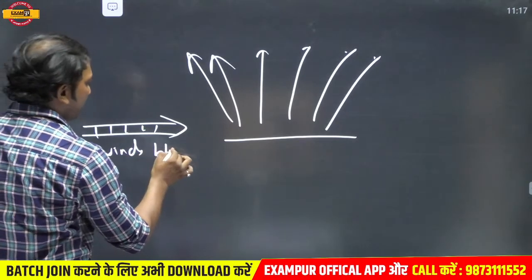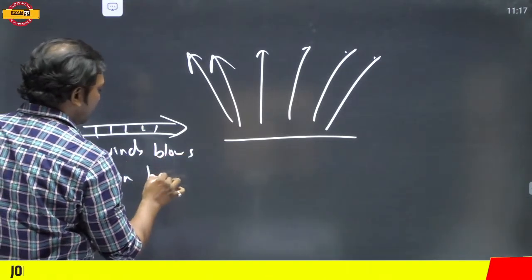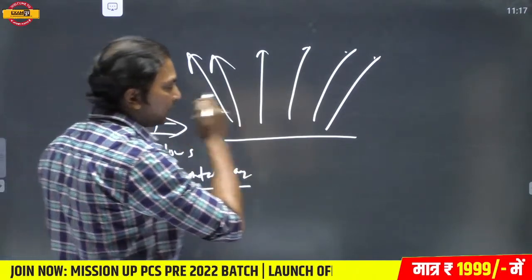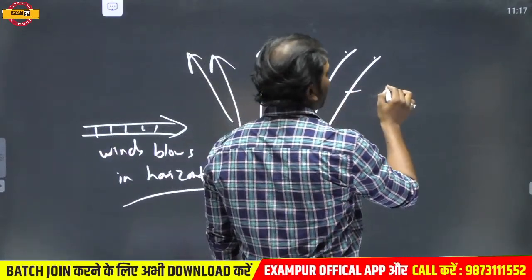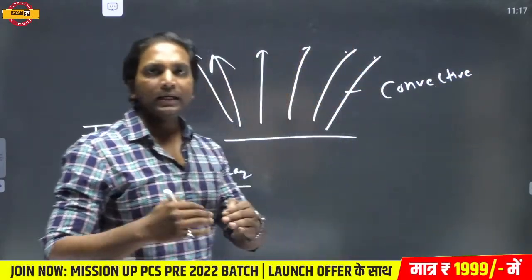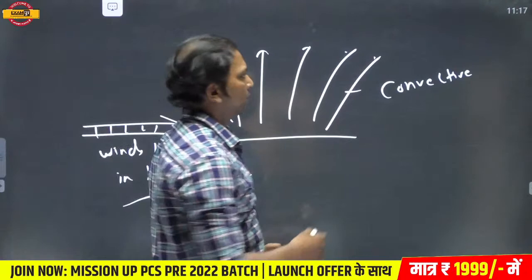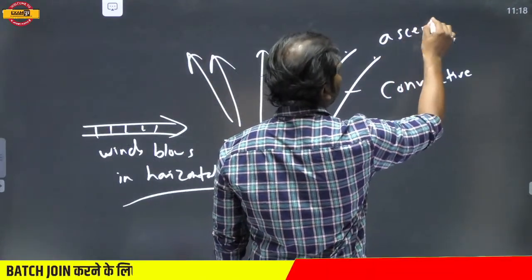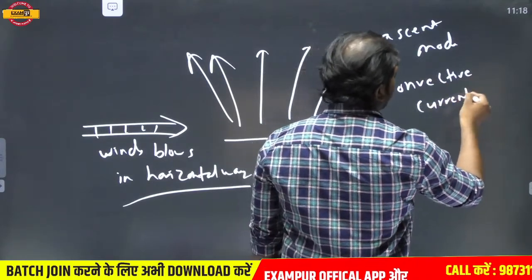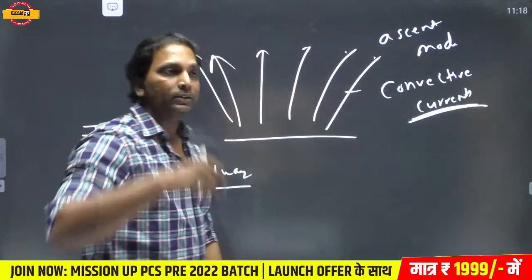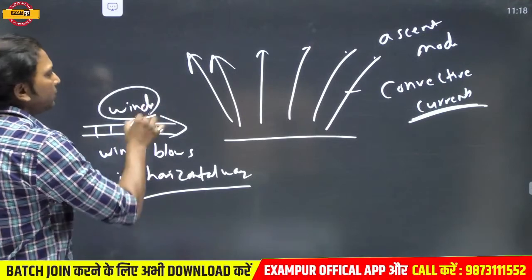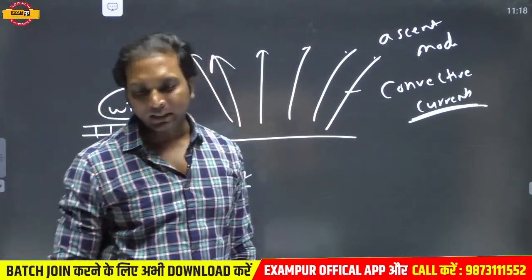Winds blow in a horizontal way, not in a vertical way, or else this will be called convective currents. Either the air is in an ascent mode or a descent mode. Here you can see the ascent mode. So this one is convective currents. We should refer to it as currents, not winds. And here it is winds. This one is winds. So winds always blow in a horizontal way.